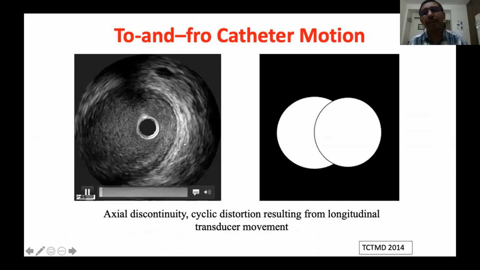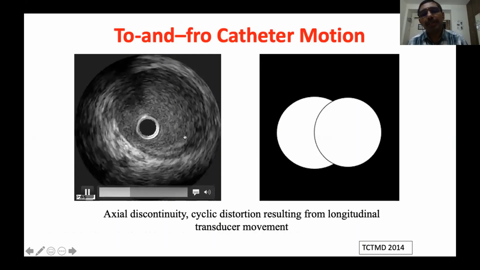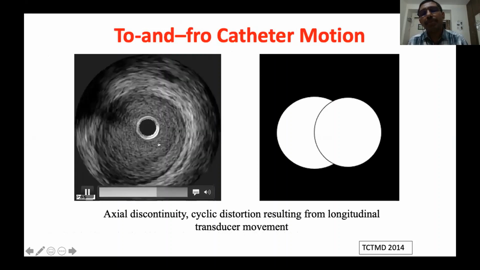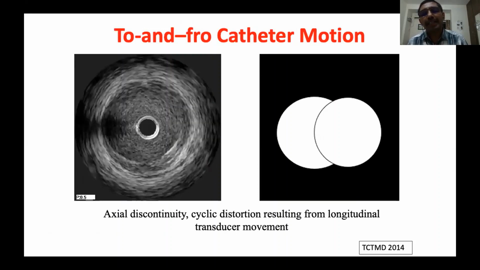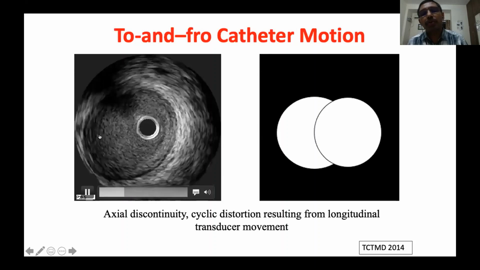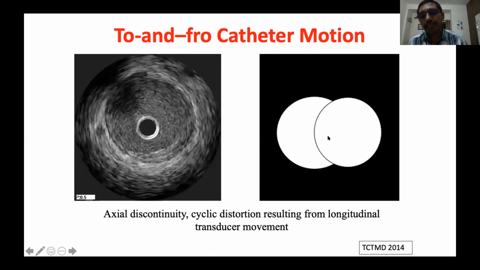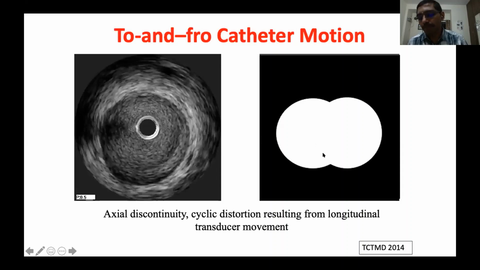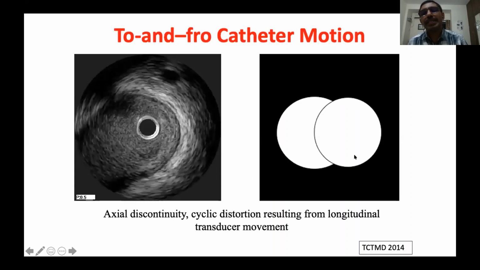The second one is the to-and-fro artifact. When you are doing IVUS imaging in AV groove arteries, that is the RCA and LCX, they move vigorously during the cardiac cycle. That results in movement of the catheter relative to the artery before one circle of the image is formed. So whatever you get in the image is a combination of two circles. You get this type of image rather than a single circle image. That makes your measurements unreliable.